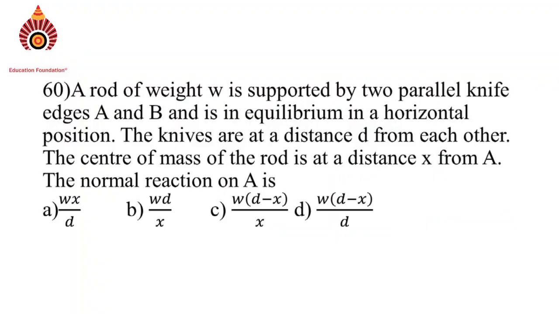Question number 60. A rod of weight W is supported by two parallel knife edges A and B and is in equilibrium in a horizontal position. The knives are at a distance d from each other. The center of mass of the rod is at a distance x from A. The normal reaction on A is asked.